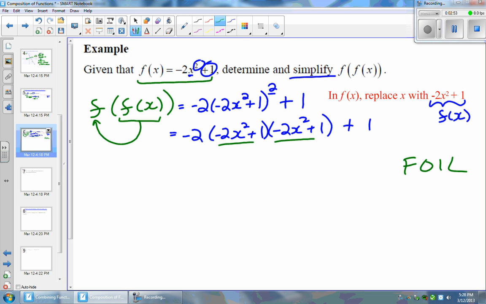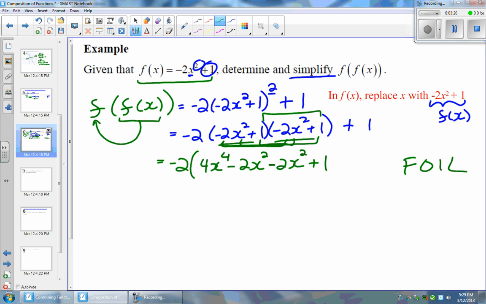Okay, so the first two terms, when I multiply them together, I'm going to have negative 2 up front. Don't want to forget that. We're going to have positive 4x to the power of 4. My outer terms are going to be negative 2x squared. Inner is going to be 1 times negative 2x, which is going to be negative 2x squared. And last is going to be 1 times 1, which gives me just 1. Okay? And we're all adding this to 1.